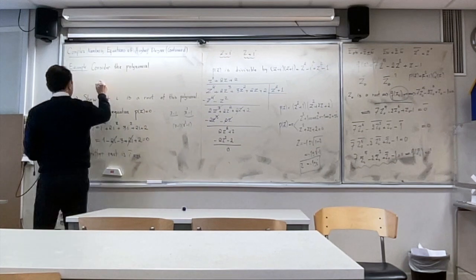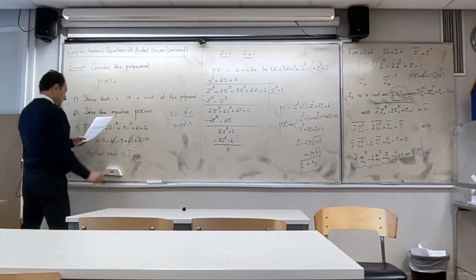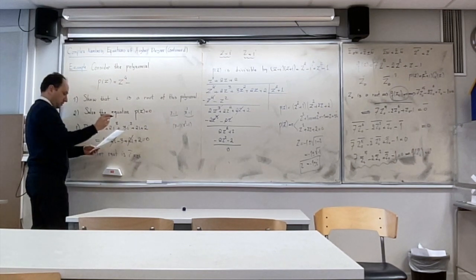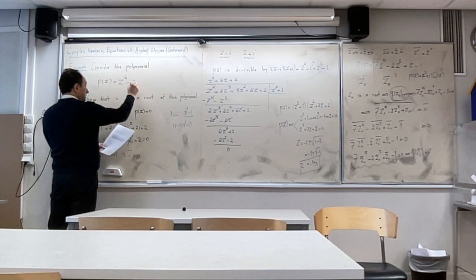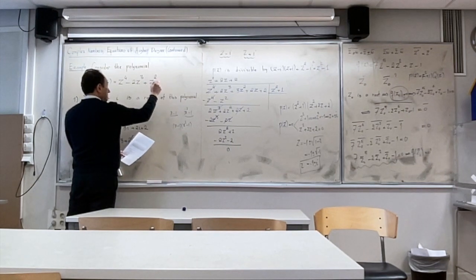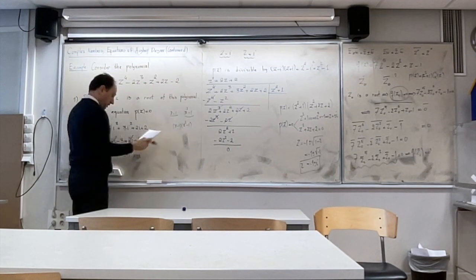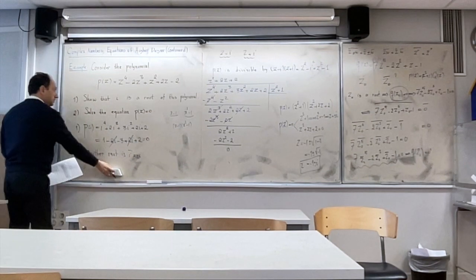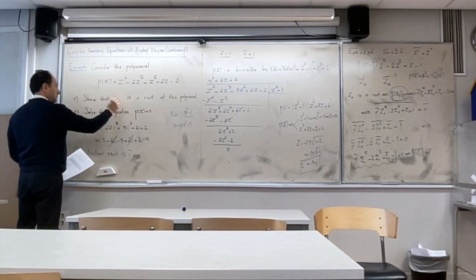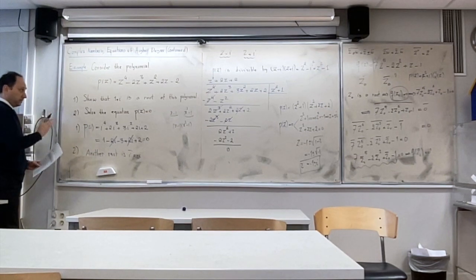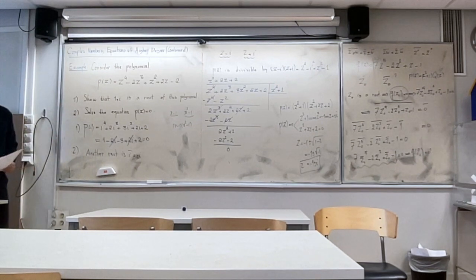So P of z this time is z to the fourth minus 2z cubed plus z squared plus 2z minus 2. Let me double check. z to the fourth, 2, yes, that's correct. It's the same problem, but computationally a little bit more involved. Show that 1 plus i is a root of this polynomial. Solve the equation P of z equals 0.